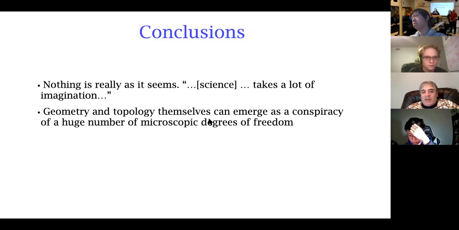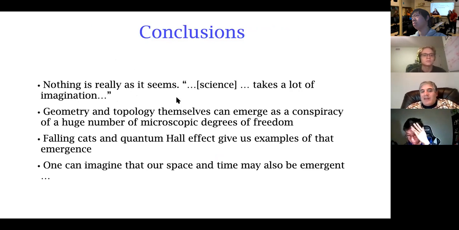Okay, so just to conclude, nothing is really as it seems. Geometry and topologies themselves can emerge as a conspiracy of a huge number of microscopic degrees of freedom. We saw a few simple examples and ended up with some speculation on our own space and time. The examples were falling cats, which is classical geometry appearing from classical physics, and the quantum Hall effect, where some geometry appeared as a result of quantum physics. And thank you.